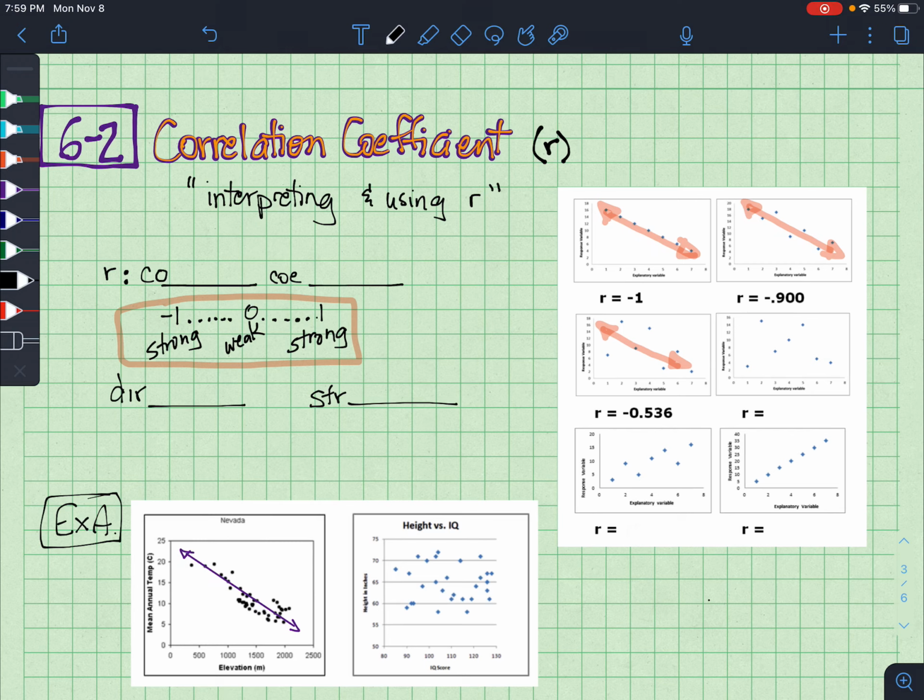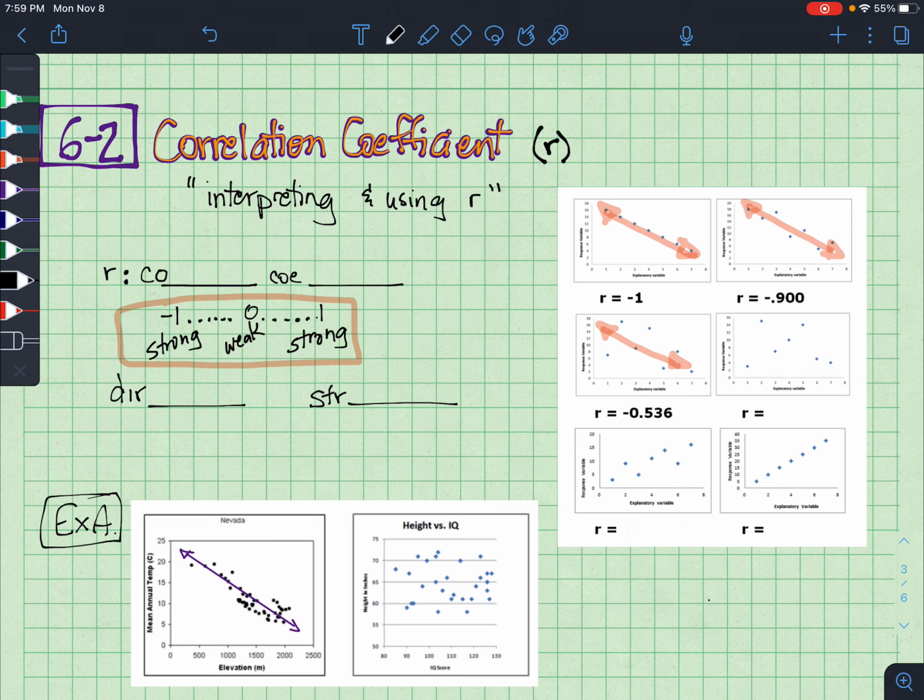Well, today we're going to talk about the letter R specifically. It's the correlation coefficient, and we're going to be looking at how to understand the properties of R, as well as how to use R to one's advantage. What can we read from R?